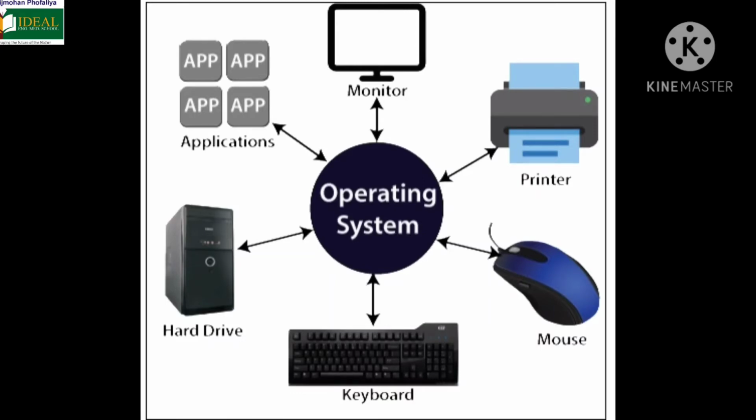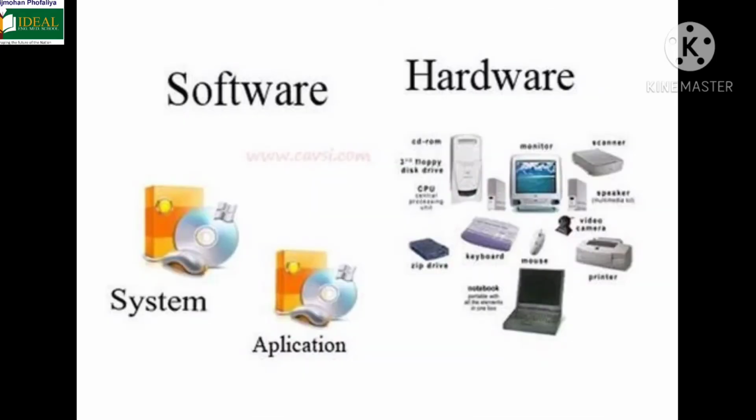In the IPO cycle, with the help of a program, the computer takes raw data, processes it, and gives output. In this process, the computer needs hardware as well as software. You know that all parts of the computer come under hardware, and software means the programs or the set of instructions, and your operating system is an example of system software.